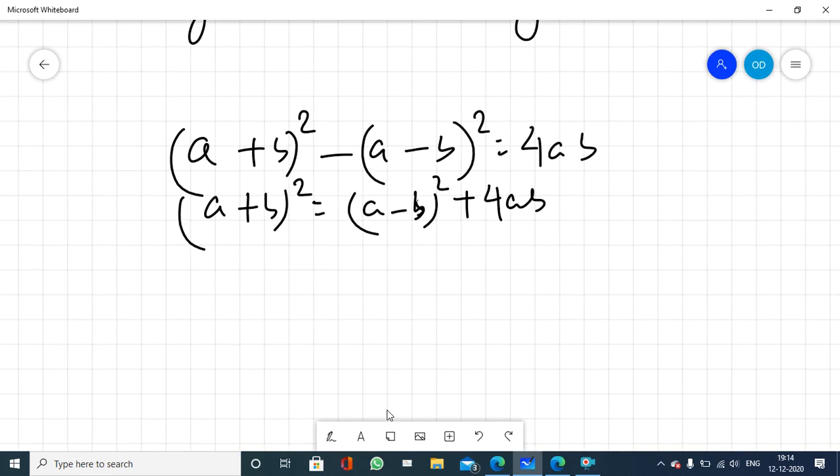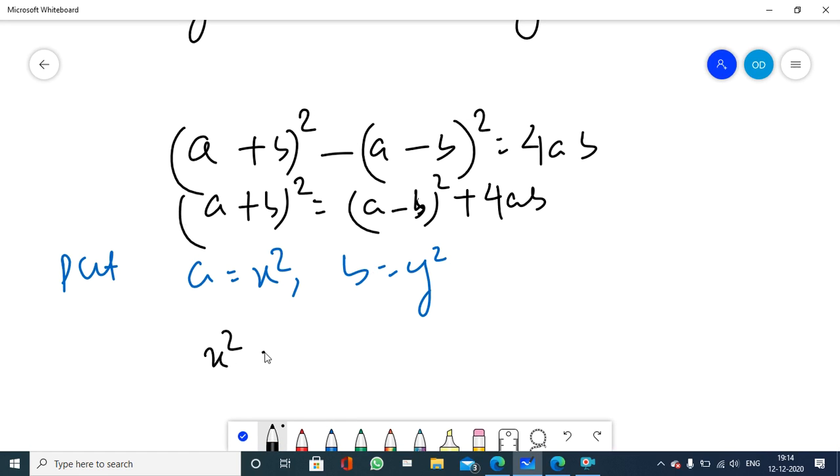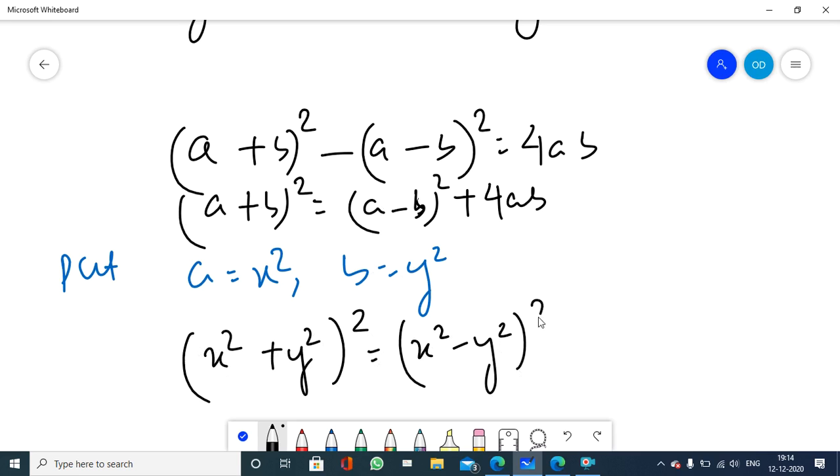Now just put a is equal to x square and b is equal to y square in this formula. Then x square plus y square whole square will be equal to x square minus y square whole square plus 4x square y square. You get my point so far? Are we clear on this?